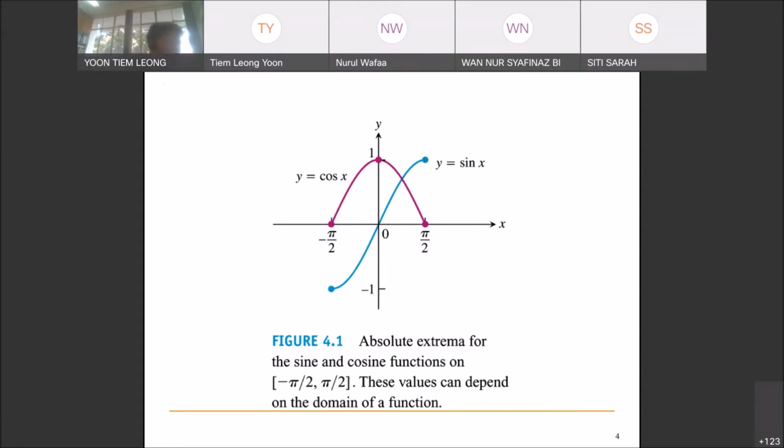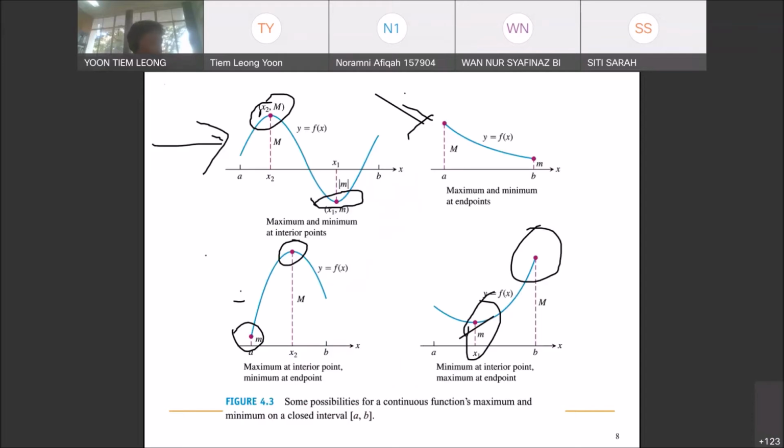So here you have an absolute minimum for the function cos x at this point and this point. So it is possible that for a function on a closed interval you could have more than one absolute minimum. You could also have more than one absolute maximum as well. But in all the examples mentioned here, for example these slides, you have only one.